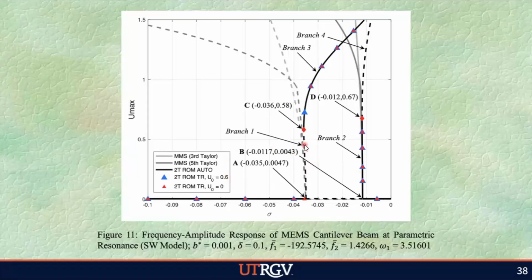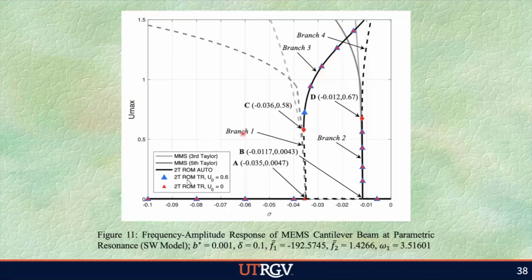The purpose of time responses is to verify the results from auto. For amplitudes less than 0.5, MMS and auto are in agreement. However, for larger amplitudes, the two methods diverge from one another. And this is to be expected since auto is accurate for large amplitudes and strong nonlinearities, while MMS is not. The MMS branches bend towards lower frequencies, which is called a softening effect, while the auto branches bend towards higher frequencies, which is known as a hardening effect.